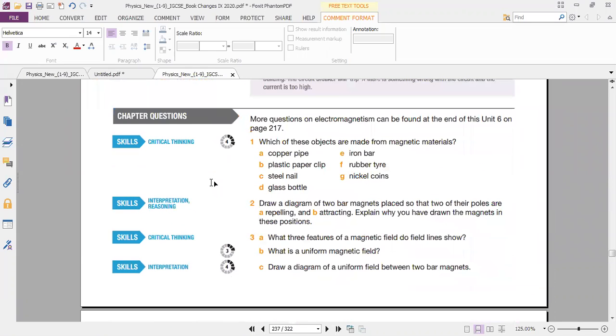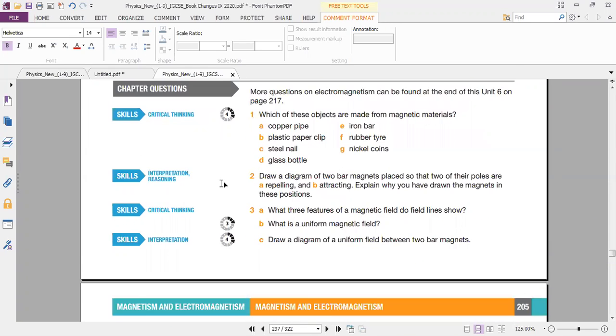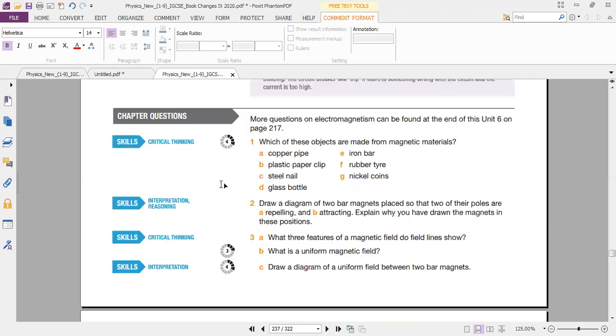Now look at that. There are some question answers to solve here. Please open your textbook, page number 204.